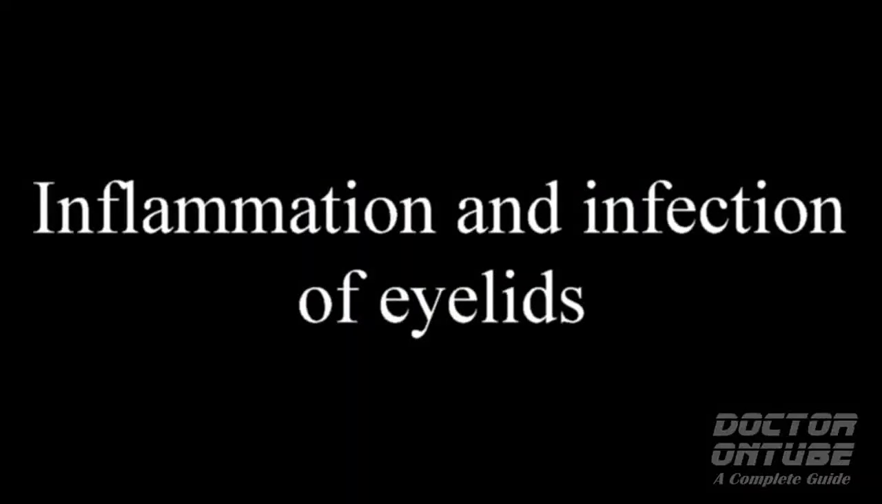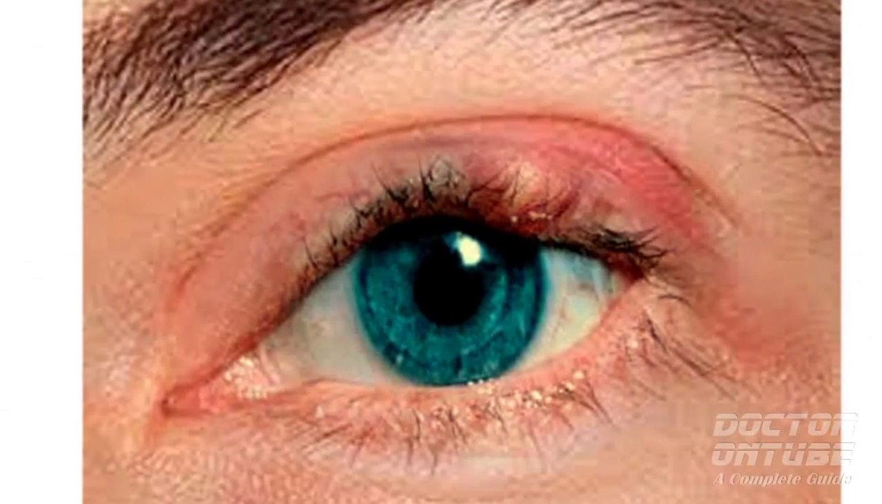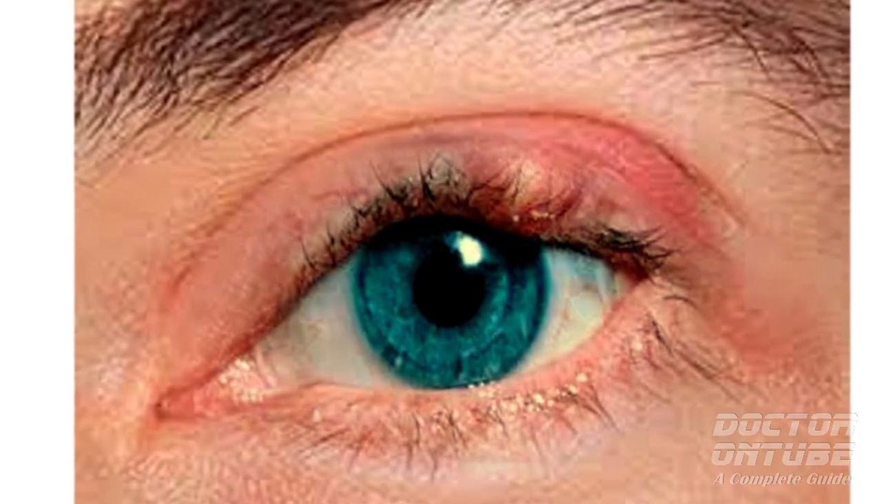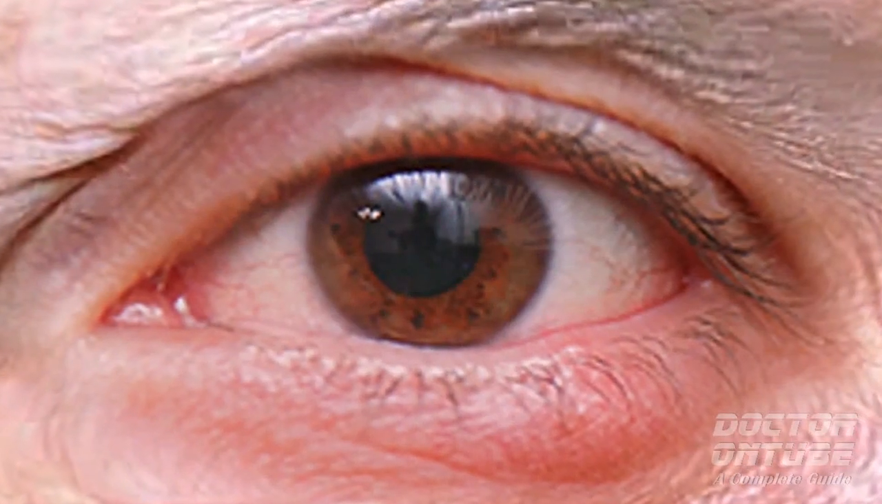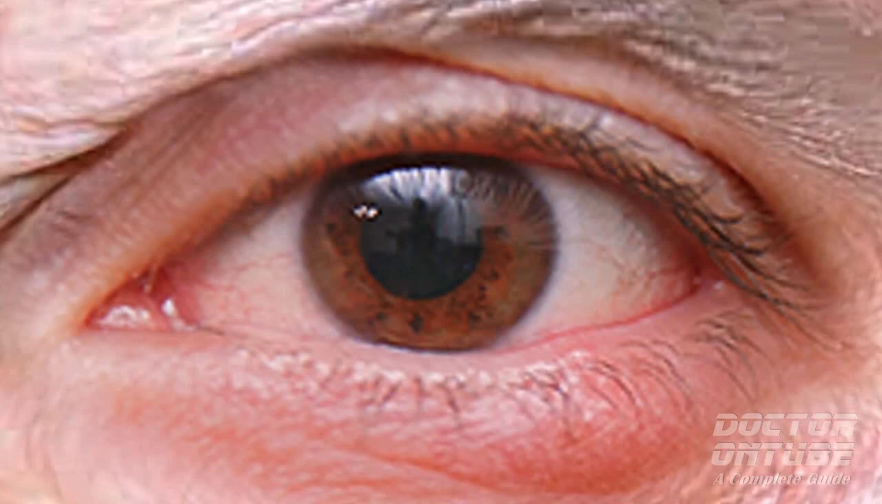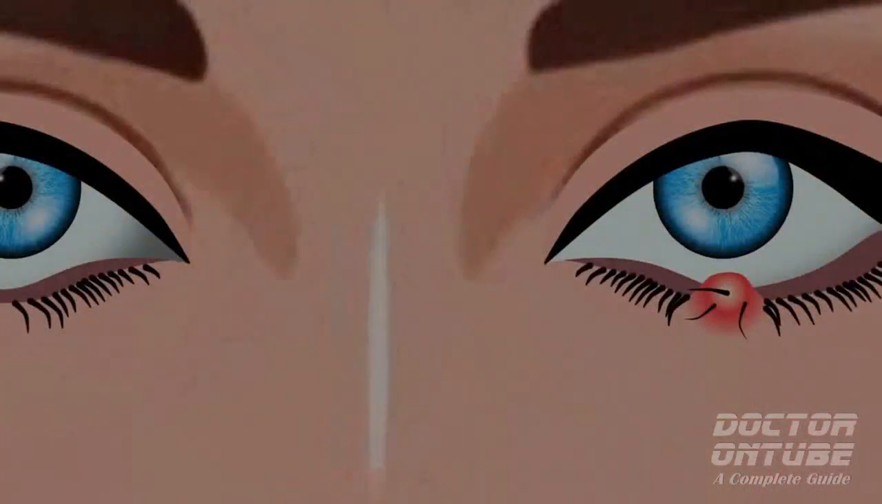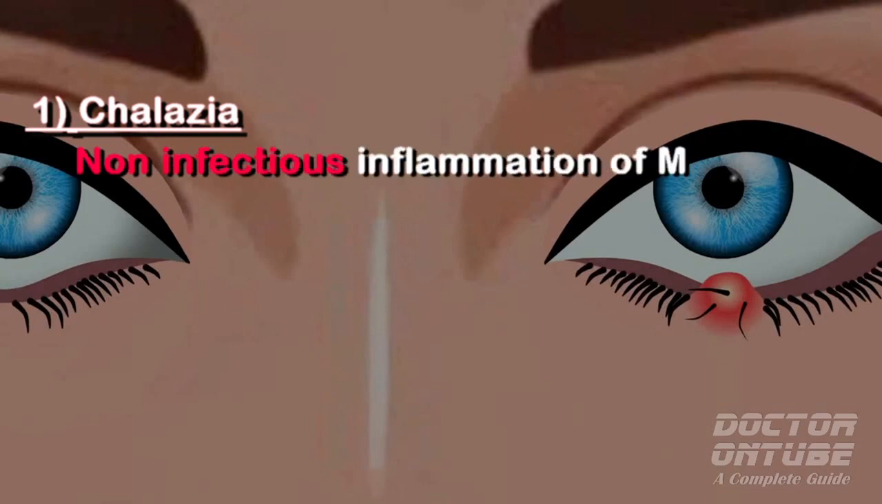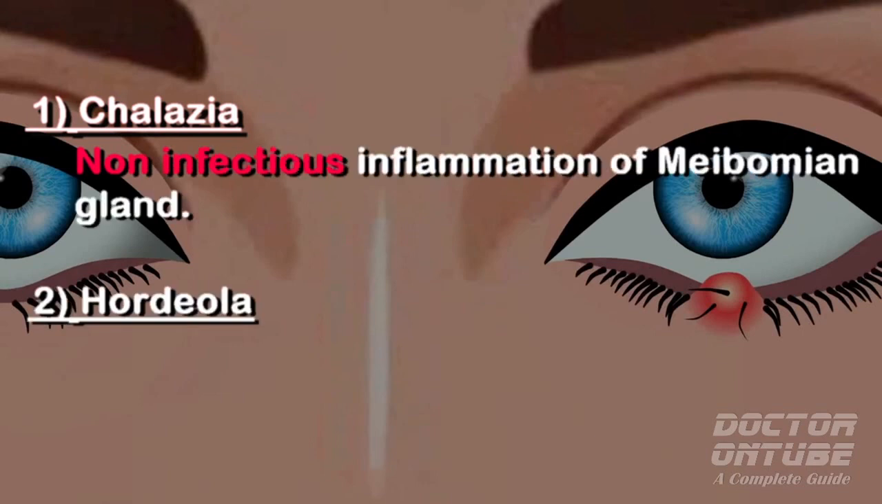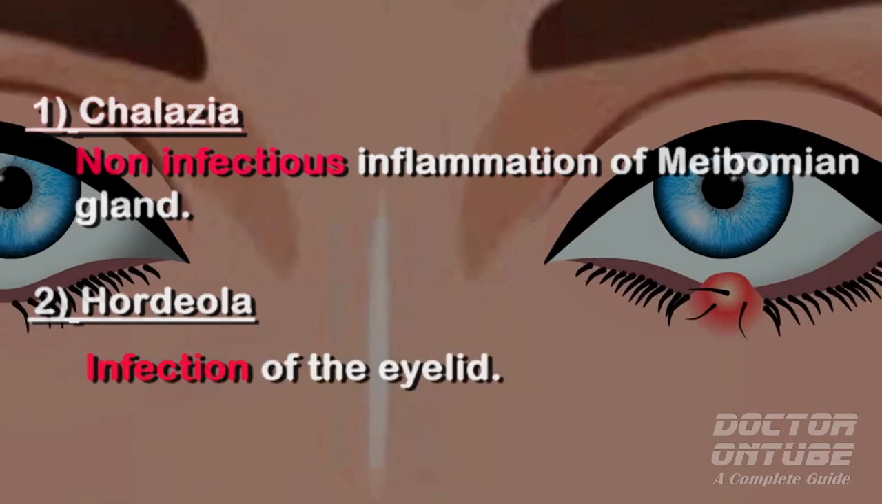Road. Inflammation and infections of the eyelid. Occlusion of secretion of a gland can cause swelling of the eyelid. There are two major conditions that result in swelling of the eyelids. 1. Chalazion, which is a non-infectious inflammation of meibomian gland. 2. Hordeolum, which is infection of the eyelid.